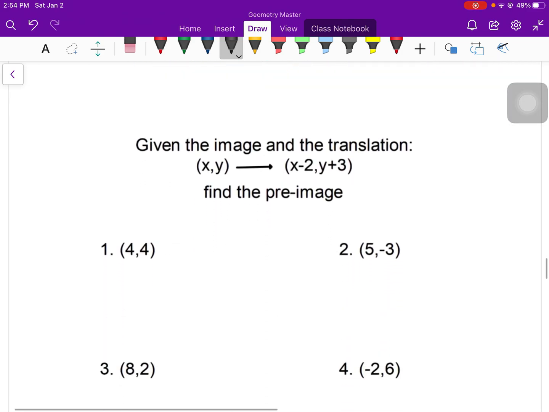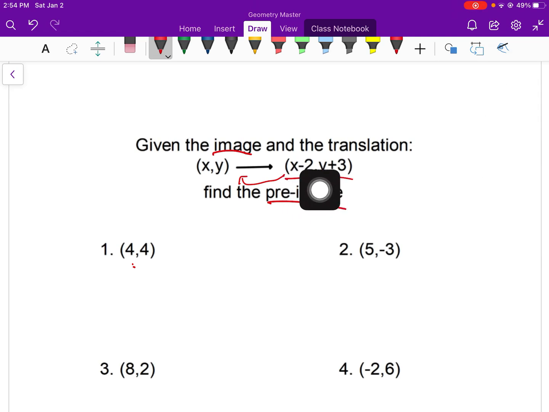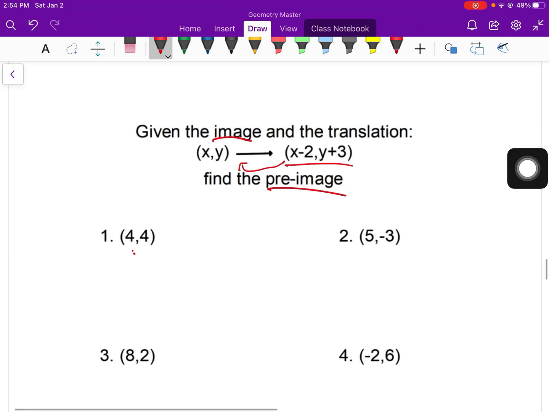And now I said that they're going to lull you into a false sense of security, where basically all that I changed in this set is I'm given the image and I'm asking you to find the pre-image, meaning this piece is what happened after. That's our after picture. So we need to go back. So if we need to go back, it means we have to do the opposite of what is happening in here.